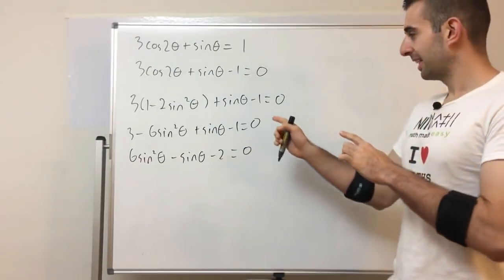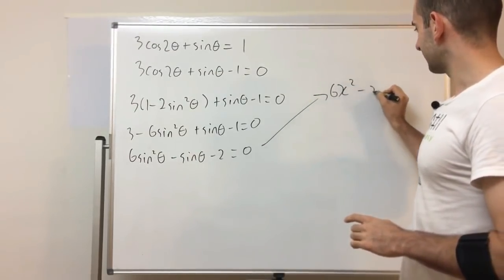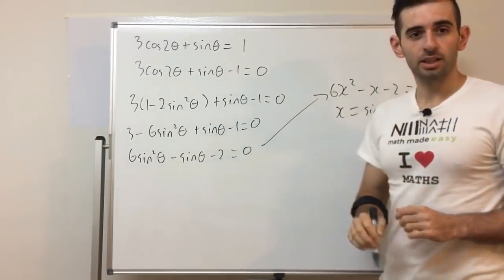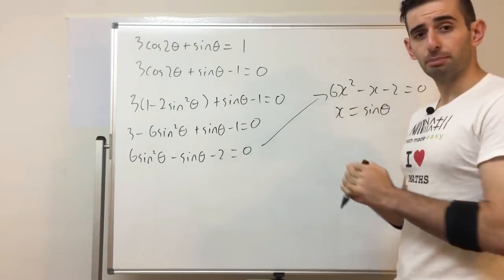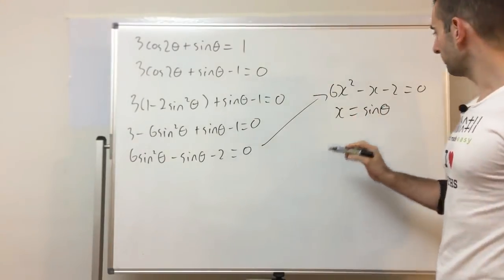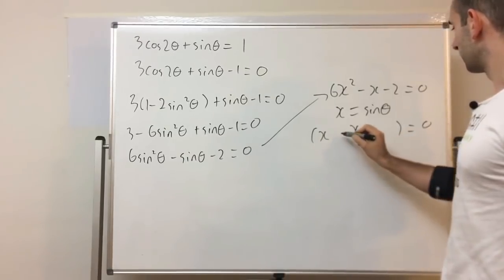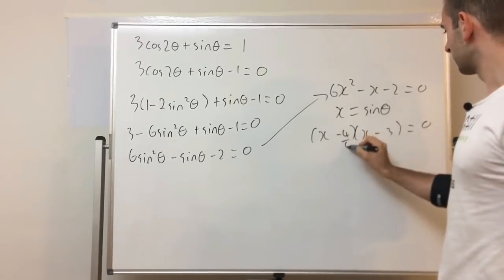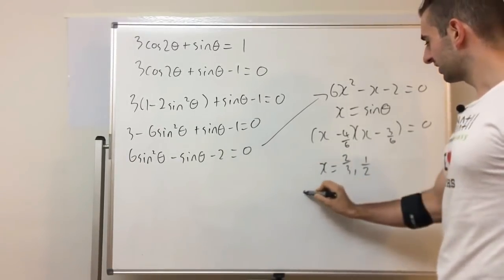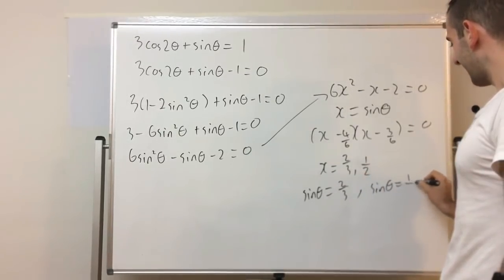What you should notice is this looks like this, where x equals sine theta. So now, after applying the appropriate identity, we can factorize it. I'll just do it here in the corner. So this is two-thirds and a half. So sine theta equals 2/3, or sine theta equals a half.